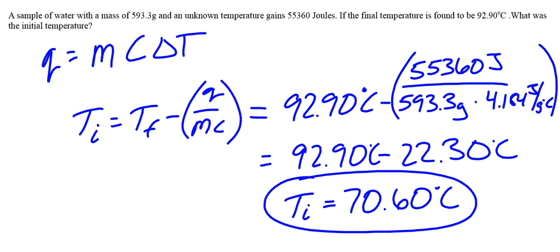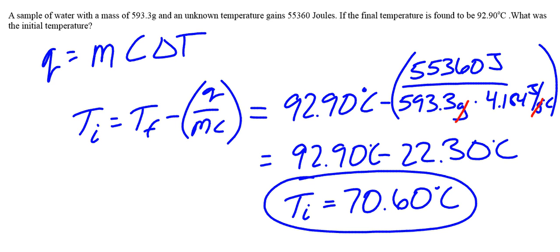Okay, so here's our key. If I rearrange Q equals MC delta T with the temperature change, I should have TI equals TF minus Q over MC. So when I plug in my numbers, I end up with 92.90 degrees Celsius minus 55,360 joules over 593.3 grams times 4.184 joules per gram degree Celsius. Remember, I'm doing water, so that's why my specific heat capacity is 4.184.